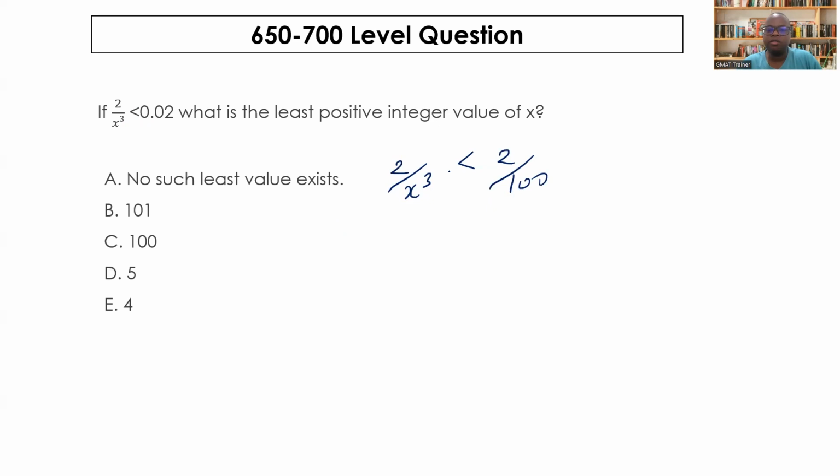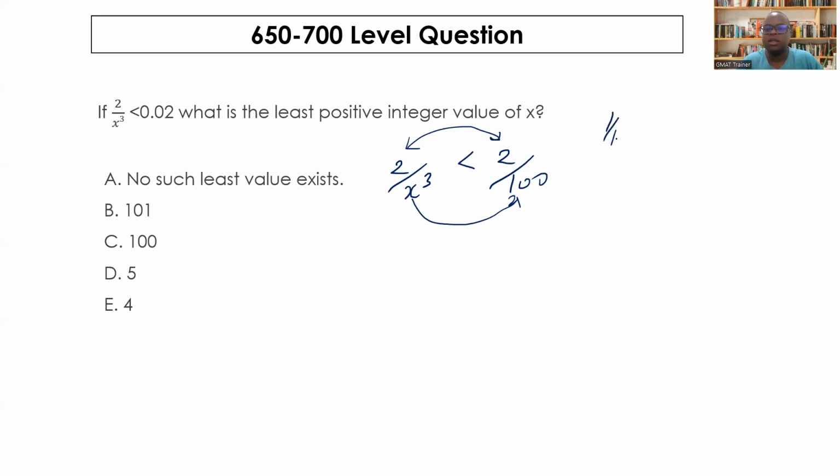Whenever you're comparing fractions and the numerators or denominators match or resemble each other, don't touch them, just leave them as they are. Because what this informs is that we already have our numerators intact. So we need to compare the denominators. For the value to be less than 2 over 100, x cubed must be greater than 100. The denominator needs to be greater than the numerator for it to reduce the overall decimal value.